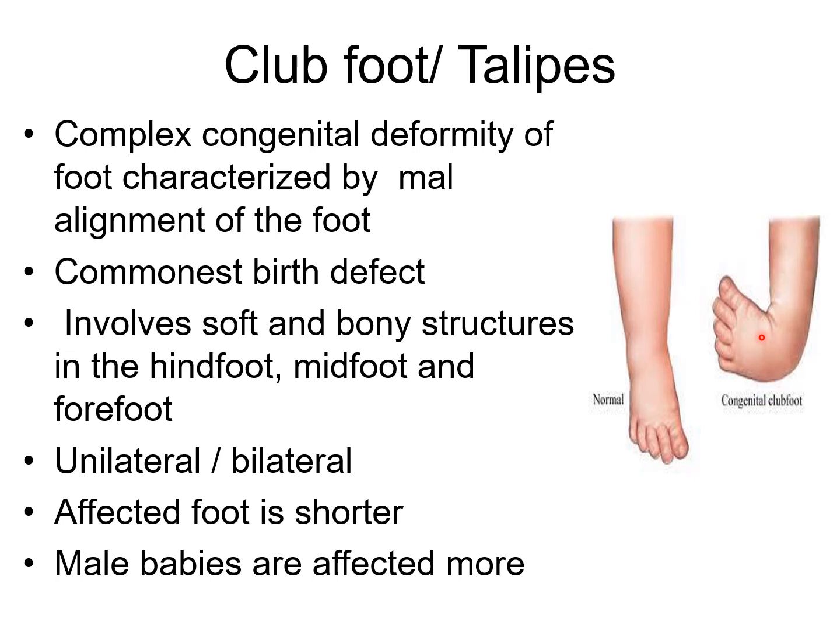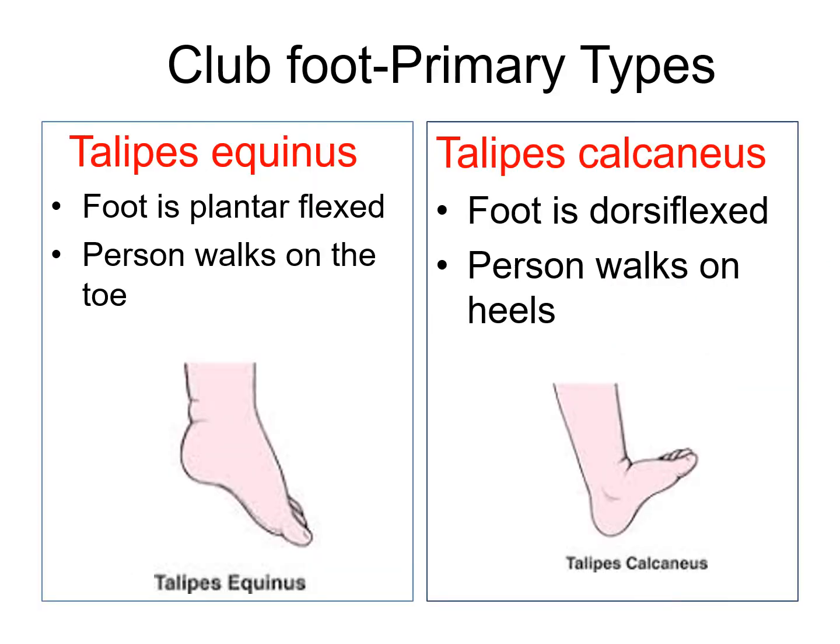A clubfoot can affect one or both feet, and the affected feet will always be shorter. It is one of the commonest birth defects of the foot, and it is found more in male babies. Clubfoot can be congenital or acquired, and four primary types of clubfoot are recognized.